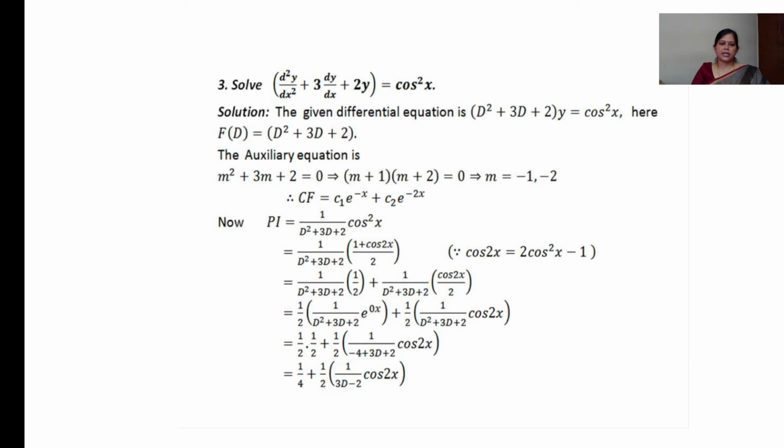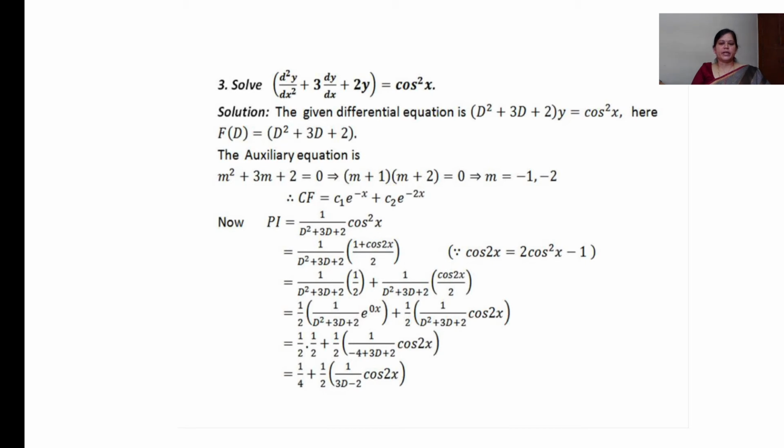So we can write the auxiliary equation as m square plus 3m plus 2 is equal to 0. Using factorization we get (m plus 1) into (m plus 2) is equal to 0. From that, m is equal to minus 1 and minus 2. Here we have two values for m, because the given equation is a quadratic equation.